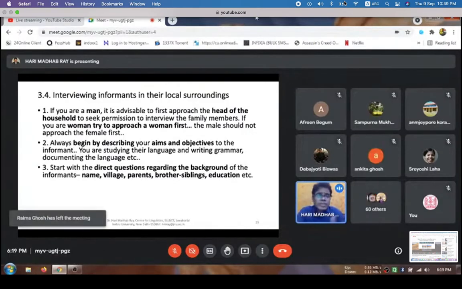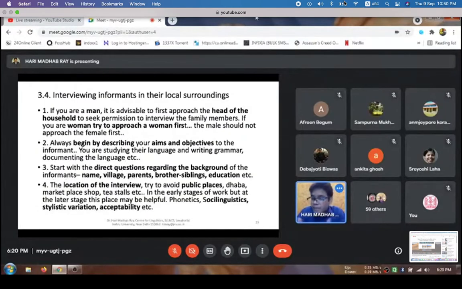And start with direct questions regarding the background of the informants. Let's say name, village, parents, brothers, siblings, education, etc. But there are some sensitive things also, especially in the Indian scenario, caste, let's say. So mainly we avoid asking caste-based information. But let's say if someone is really interested to give caste names and all, you can add it. But somehow initially you do not say, okay, what is your caste, otherwise you may land in trouble also, or there are many other reasons, or maybe these people may see you in suspicious eyes as well. So there are things you need to keep in mind.